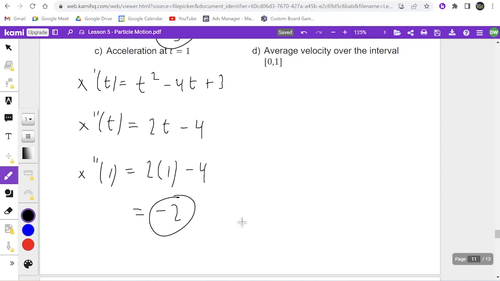Next, part D. I believe we have more on the... Yeah, we have a part E on the back. That's exciting. But part D, average velocity over the interval from 0 to 1. Hopefully we remember what the average velocity formula was.